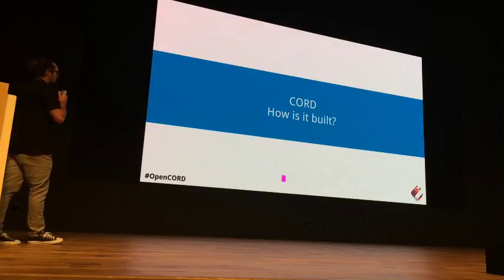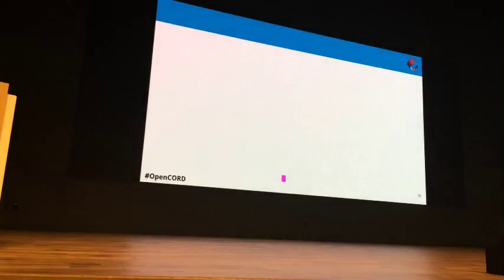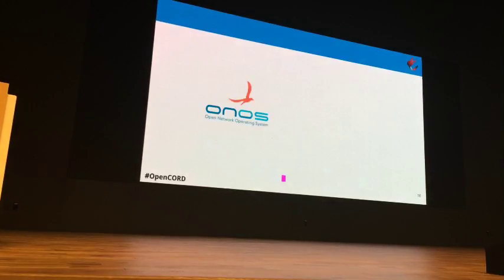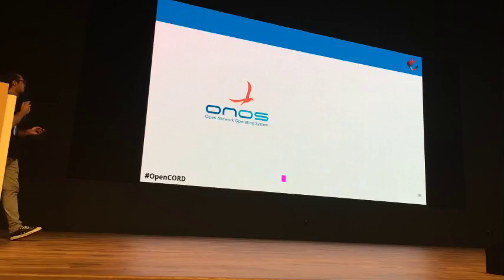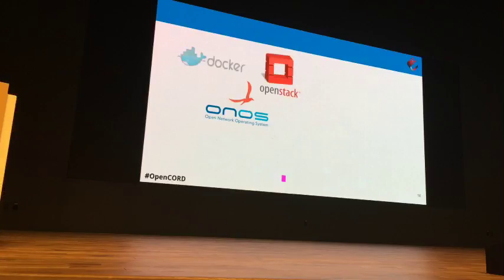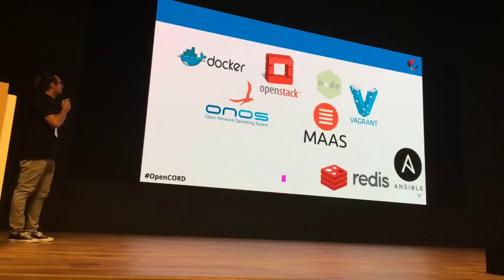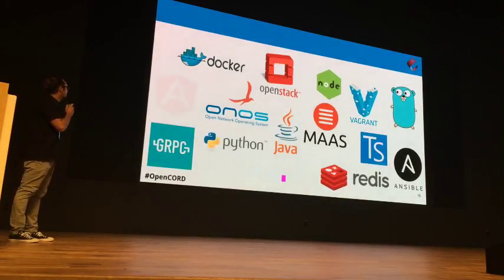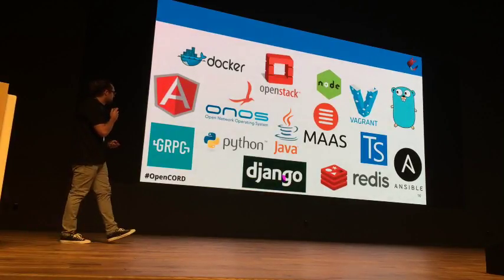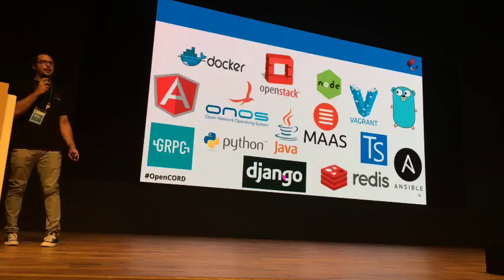How is CORD built from a practical perspective? We have many tools and many languages and many frameworks. I'm listing some of them just to give an idea of the complexity we're talking about. We have ONOS, OpenStack, Docker, Ansible, Redis, MAAS, Vagrant, Node, gRPC, Python, Java, Go, TypeScript, Angular, Django. So as you can imagine, managing all of these is really complex.